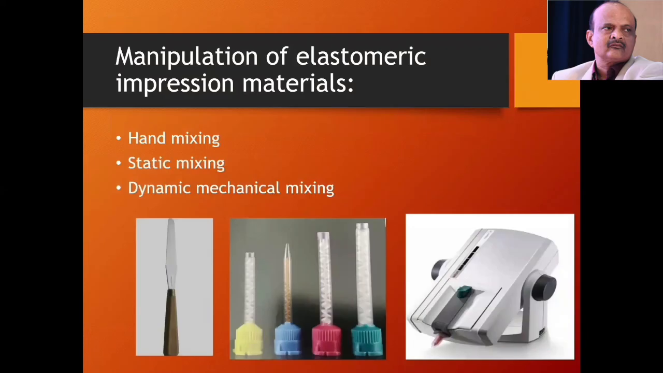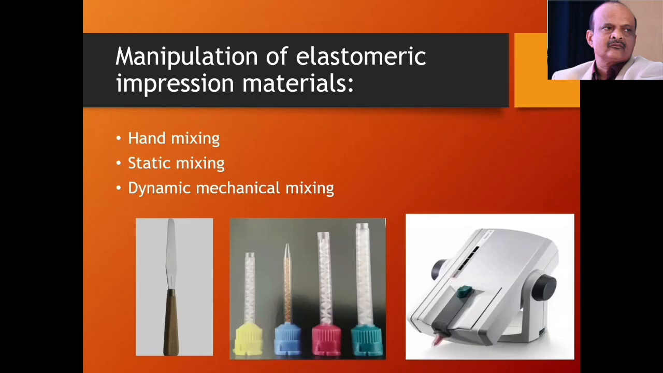Manipulation of elastomeric impression materials can be carried out by hand mixing. Hand mixing can be done with a stiff tapered spatula, wherein equal lengths of base and catalyst are squeezed on an impervious paper, and the catalyst paste should be shifted onto the base paste. Continuous circular spatulation with the tip should be done, and then you spread the rubber base and squeeze it so that no air bubble is incorporated, and you achieve a uniform color of the mix.